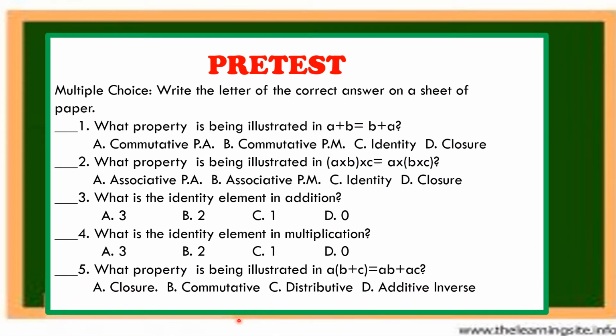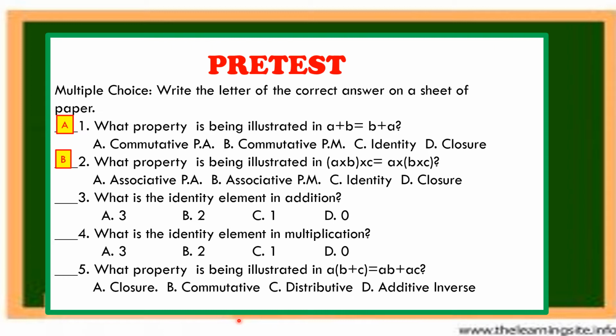We are now ready to answer your pretest. We are in problem number 1. What is the answer to problem number 1? The answer is letter A, that is commutative property of addition. How about for problem number 2? What is the answer? The answer is letter B, associative property of multiplication.